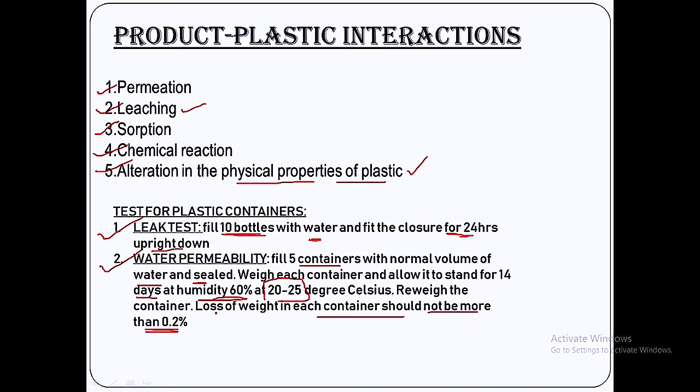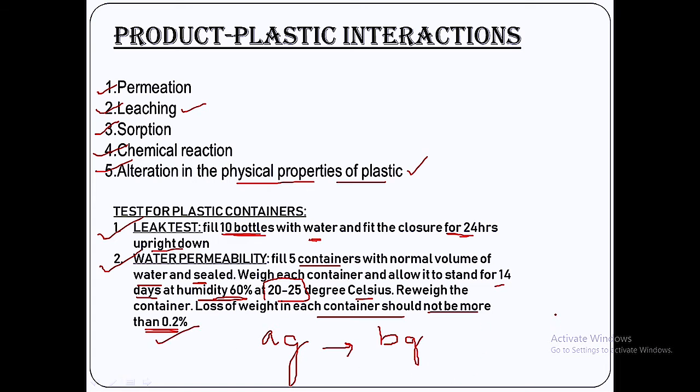Now I will let you know what actually happens in water permeability. We generally take 5 containers, fill them up with water, seal them and weigh them. After weighing, say I get A grams. We keep them for 14 days at humidity 60% at 20-25 degrees Celsius, you have to learn this. After 14 days we reweigh, and say we get B grams. Then the difference between these two should not be more than 0.2%.